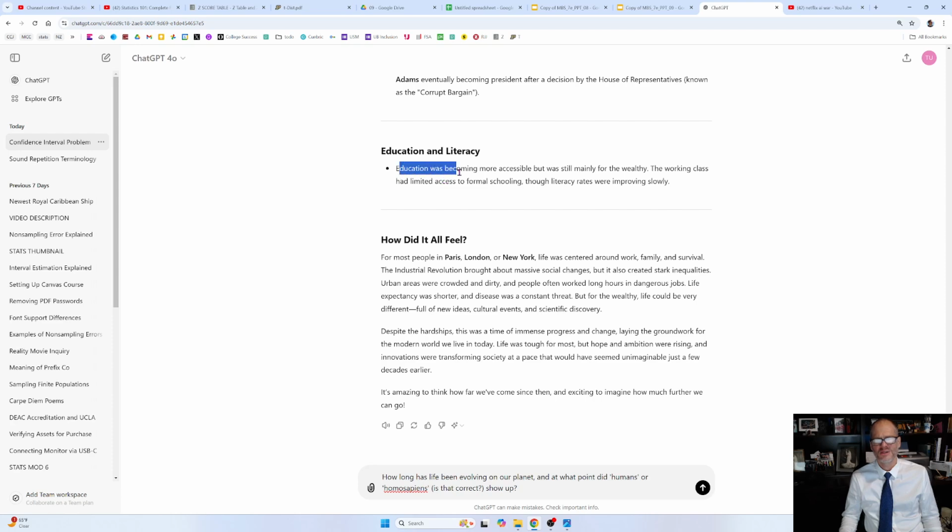Education and literacy. Education was becoming more accessible, but still mainly for the wealthy. The working class had limited access to formal schooling. Literacy rates were improving.